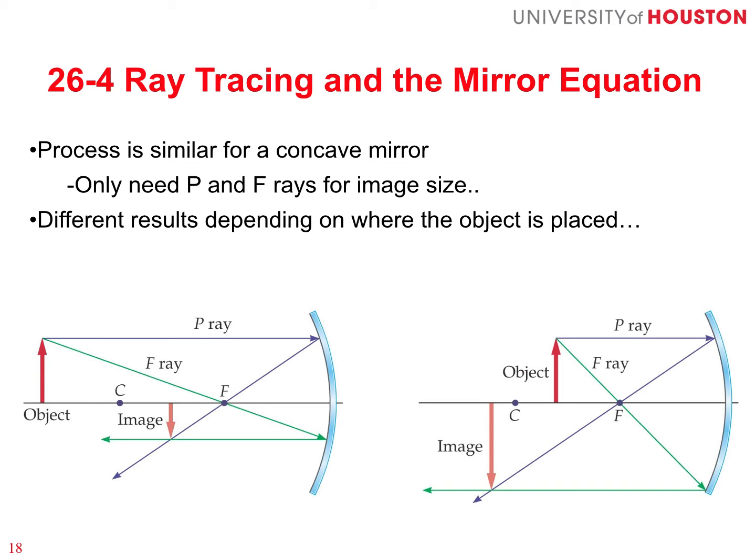On the right, the object is moved between the radius of curvature and the focal point. Again, we can look at the reflected P and F rays and they cross behind the object. This gives us an image that's actually greater than the object and it's still inverted.